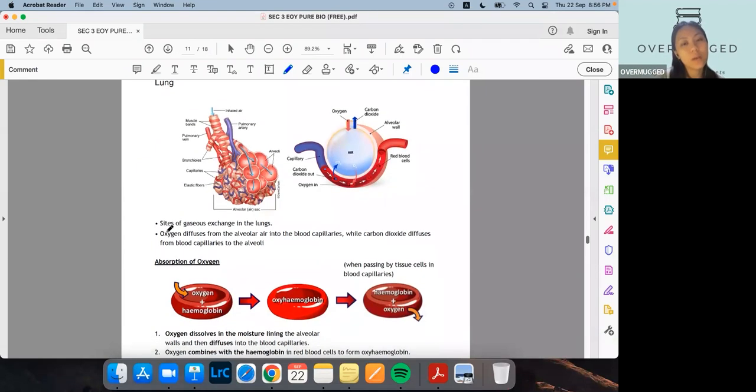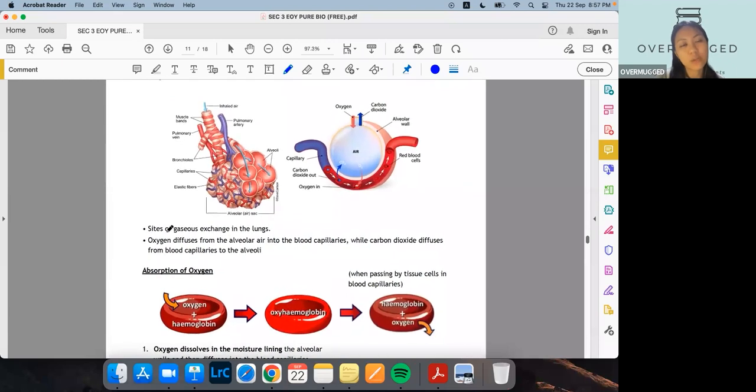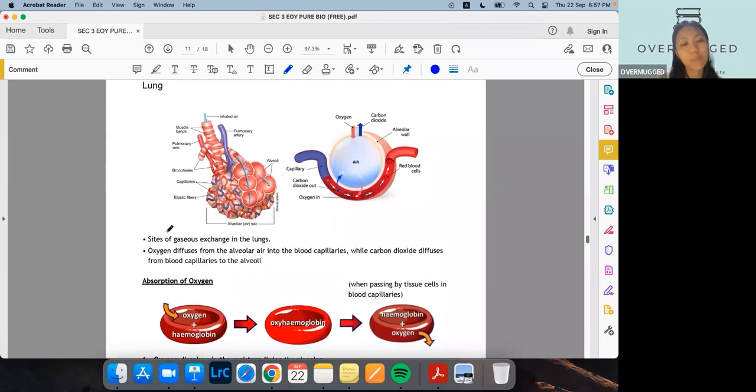Okay, for lung. Actually, there's nothing much I want to talk about lung, but it's an important organ. It interacts heavily with your transport in human chapter. So you do need to know transport in this part very well.